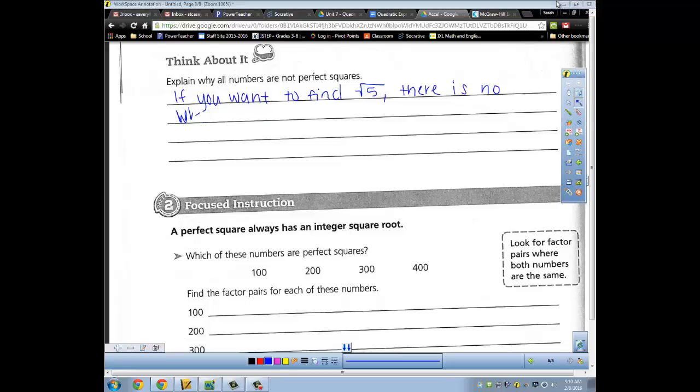That's awful. Okay. Whole number. My pen is being awful right now.